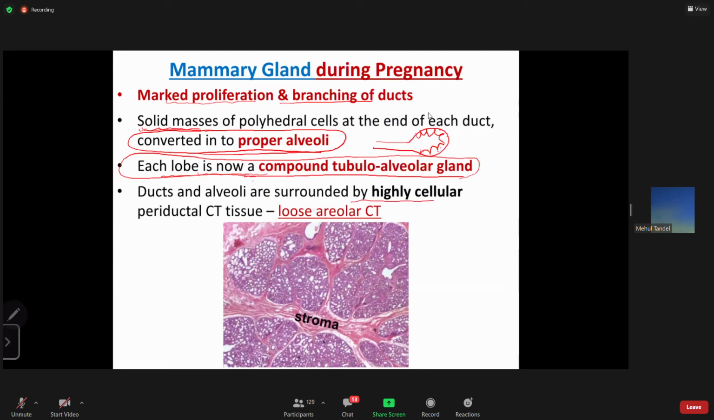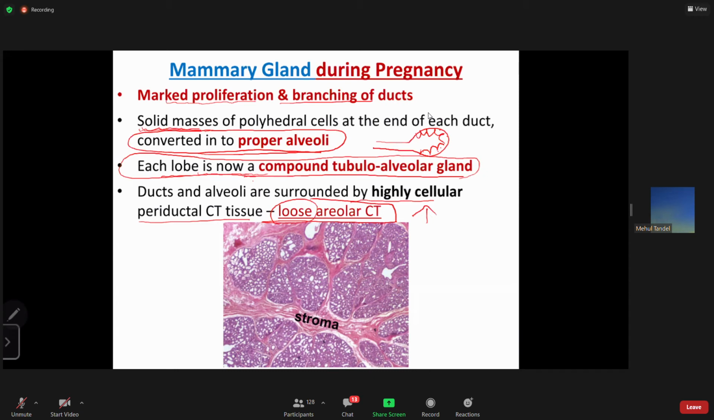surrounded by the hyocellular peridicular connective tissue. That is a loose connective tissue. Okay. Loose connective tissue also increases in amount around the alveoli. So these are the main features of mammary gland during the pregnancy.